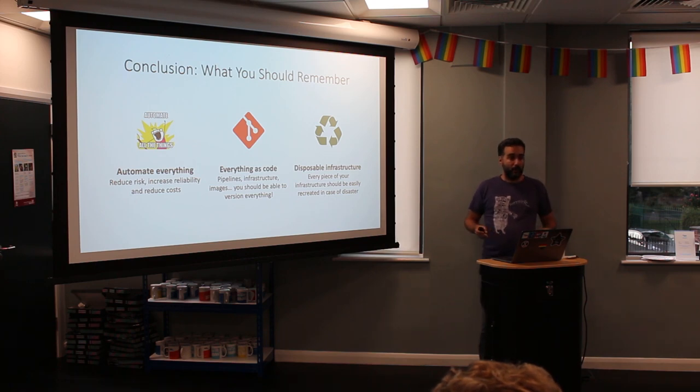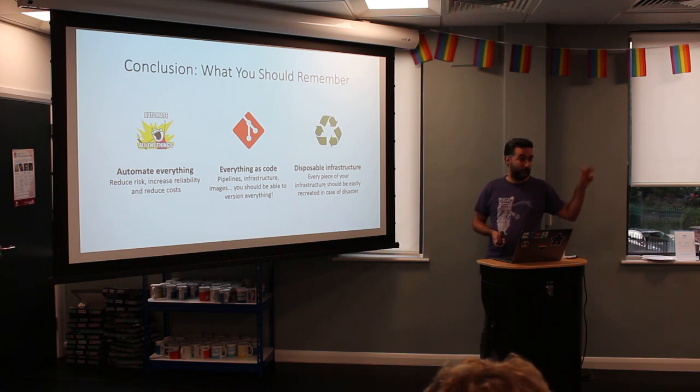As a result, we have disposable infrastructure. If we lose production, we know we're back up in half an hour, max. If we lose our Jenkins, we have Jenkins back in 10 minutes, exactly how it was. And that's the way it should be. So there you go. Automate everything. Everything is code.